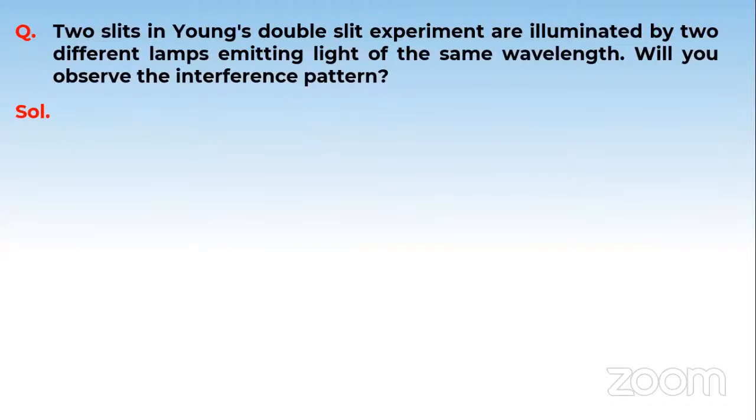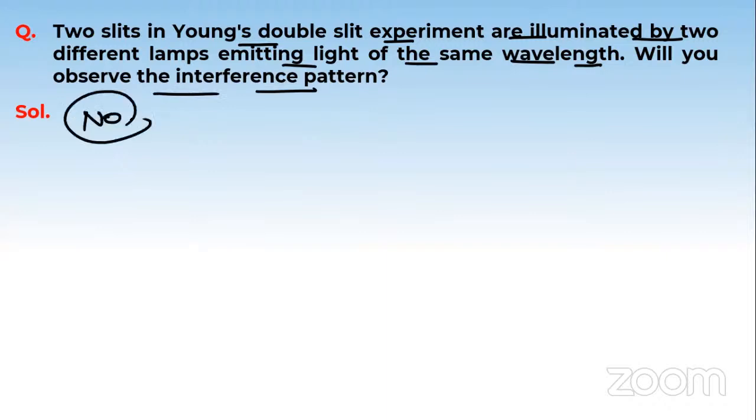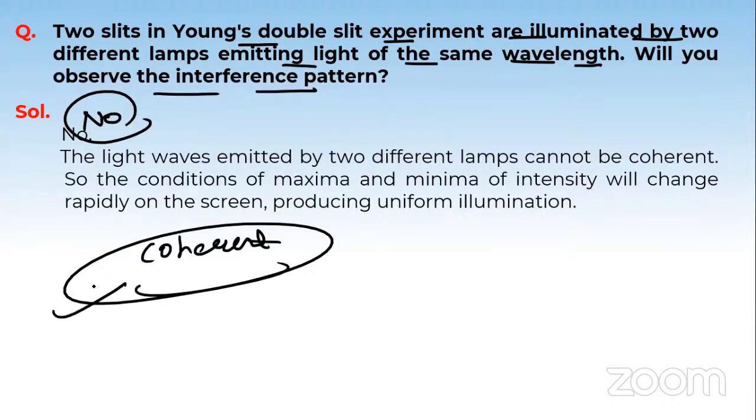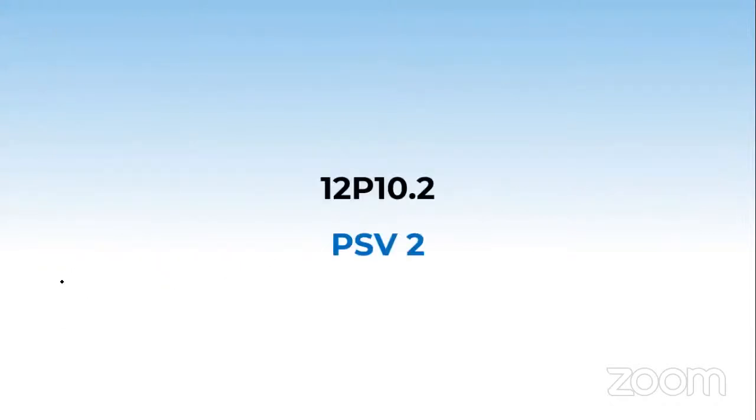Here is a question which asks: if the YDSE slits are illuminated by two different lamps emitting light of the same wavelength, will you observe the interference pattern? Yes or no? The answer is no, students. The reason is that two separate lamps will not be coherent, and the sources must be coherent to show an interference pattern.